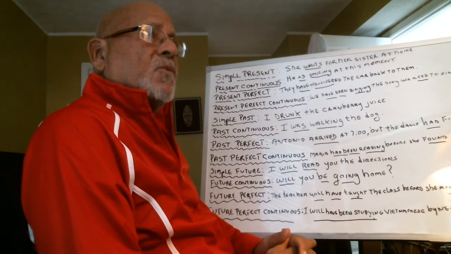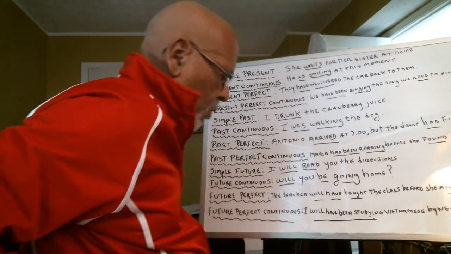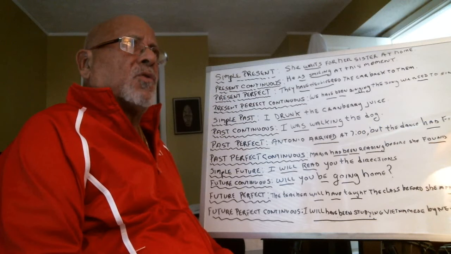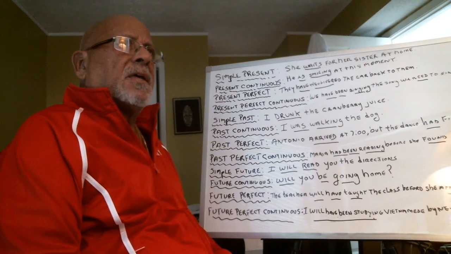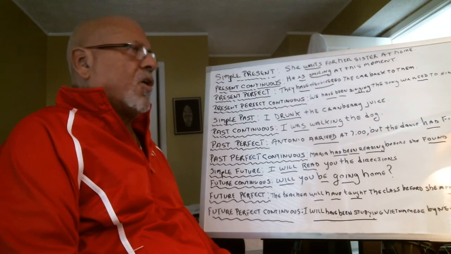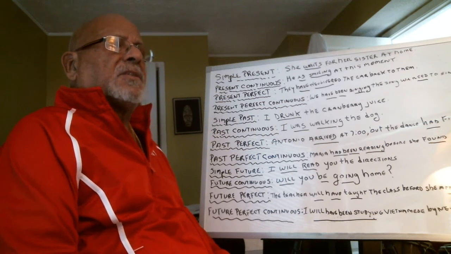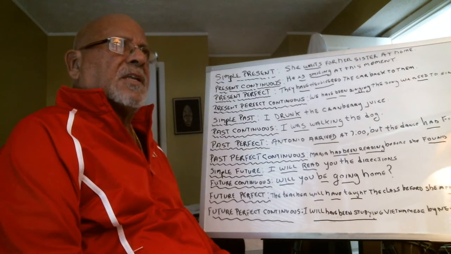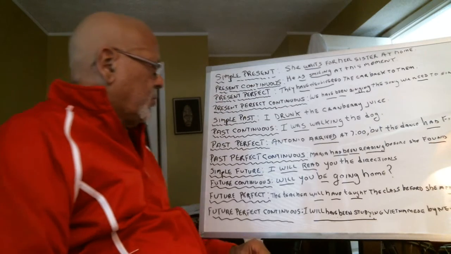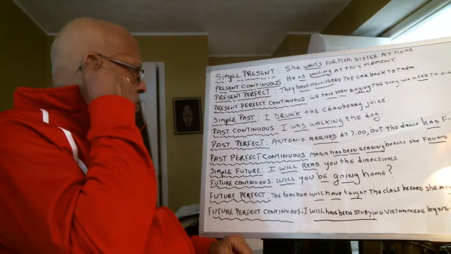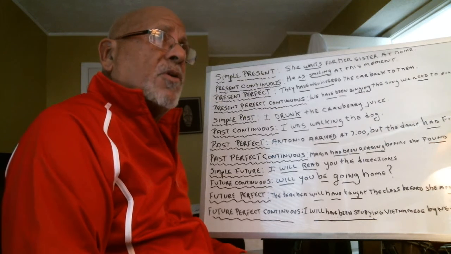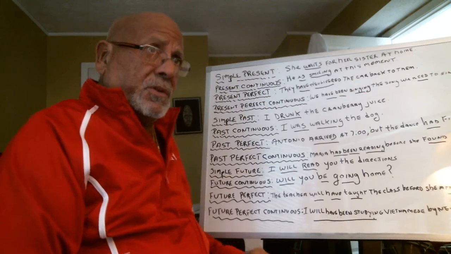Now, in the English language, there's 12 verb tenses. 12. And a couple of lessons ago, we went through the simple past, the past continuous, the past perfect, the past perfect continuous. Okay, so those were eight tenses. So I'm going to go over those, and I'm also going to teach you the future tense. The verb tenses are extremely important in the English language and practically in all languages.